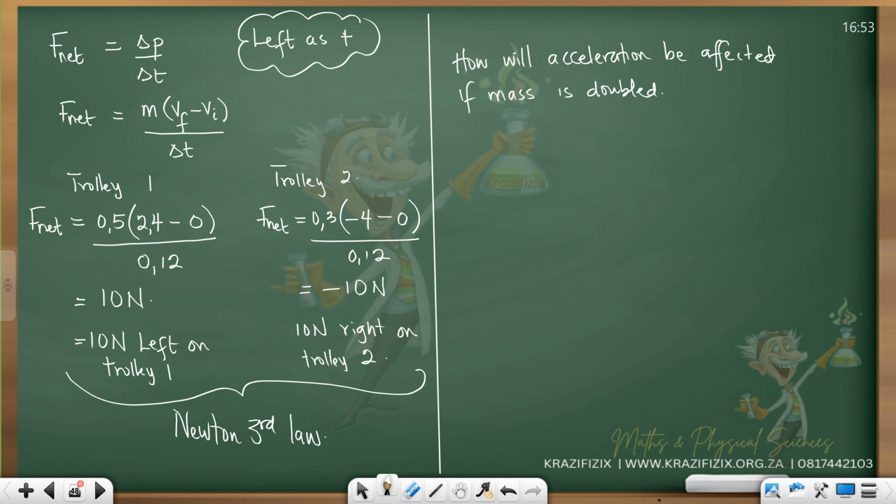If a net force acts on an object, the object will accelerate in the direction of the net force. Acceleration is inversely proportional to the mass. The object will accelerate with an acceleration inversely proportional to the mass, but directly proportional to the net force. So if we are doubling the mass, what happens? The acceleration will decrease.